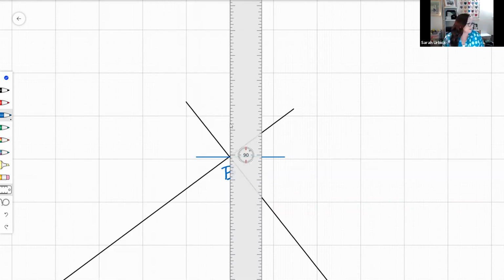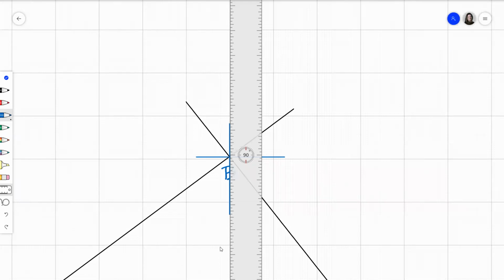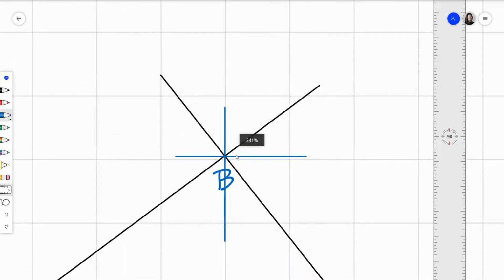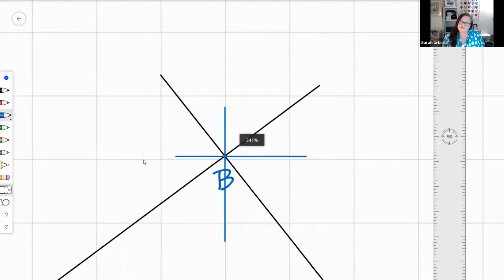Thank God I'm not stubborn. All right. So, actually, I didn't want to zoom in. I'm going to zoom back out.